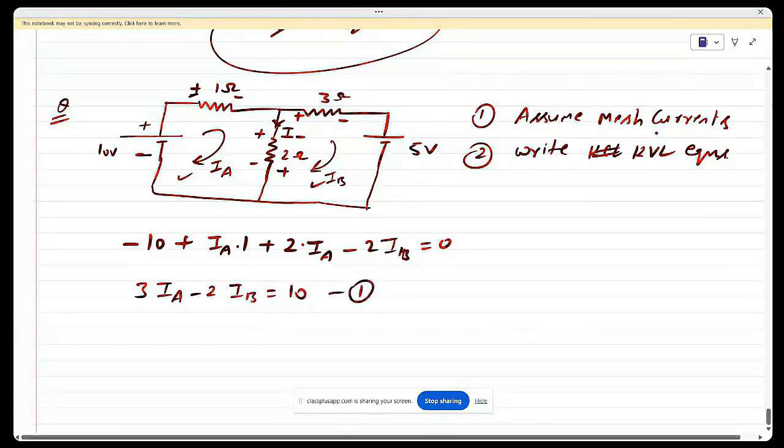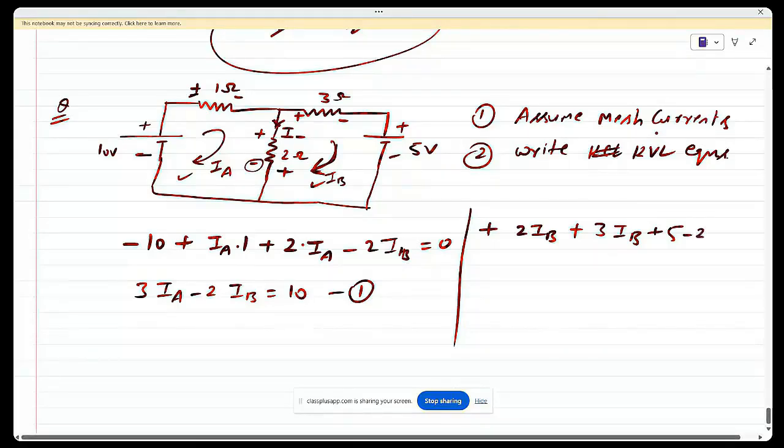Now write the mesh equation for mesh number 2. So just move from this IB clockwise. What sign are you encountering first? Plus. So write plus. What is the resistance? 2. What is the current? 2 into IB. This is the voltage drop across the 2 ohm resistance through this IB. Now write for this, plus 3 into IB. Here it is plus 5. Now see this IB and see this current here. It is leaving, minus sign. So it is minus 2 into IA is equal to 0. Write it properly: 3 plus 2 is 5 IB minus 2 IA is equal to minus 5. Now you have 2 equations and 2 unknowns.